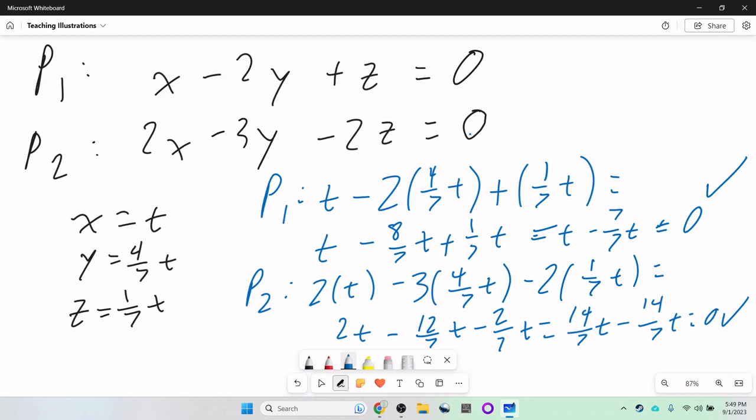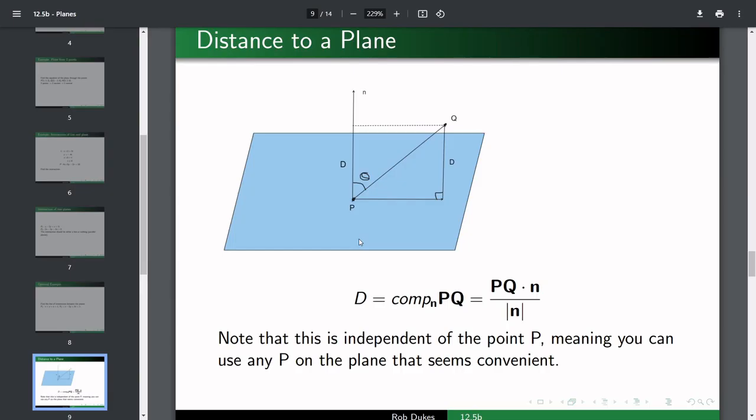Okay. Let's keep moving. Now we're going to do something else, which is the distance to a plane. This is a little tricky here, but it's not that bad.